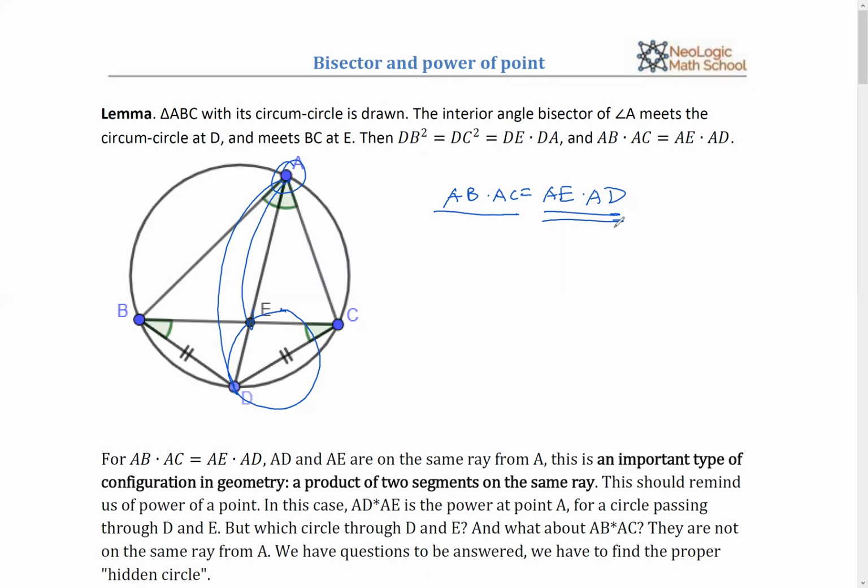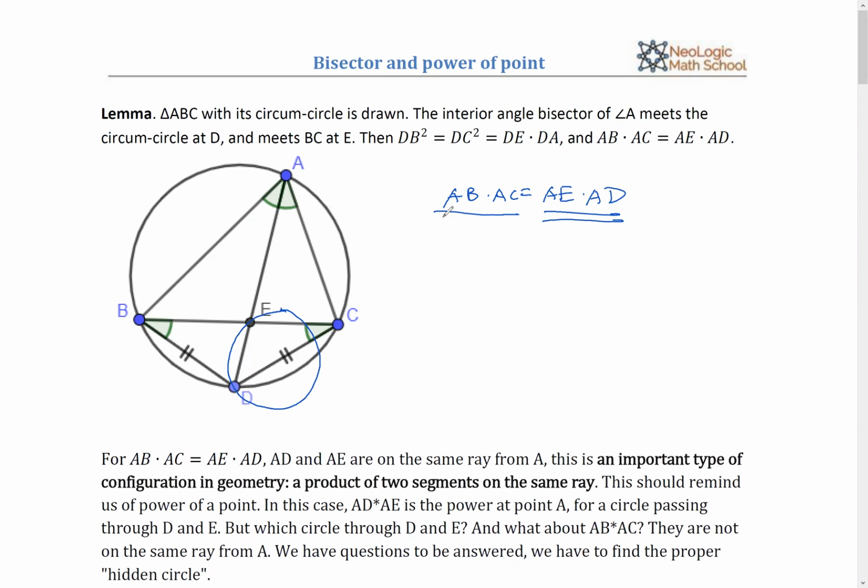So on the right-hand side, there seems to be a circle hiding. We don't know which one. We're not quite sure yet which one we are talking about. On the left-hand side, there's an AB times AC. Maybe that could give us some hint to locate this circle. Just this AB times AC is problematic. Why? Because they're both coming out of A, but they don't exist on the same ray, right? They're not collinear. They don't go in the same direction.